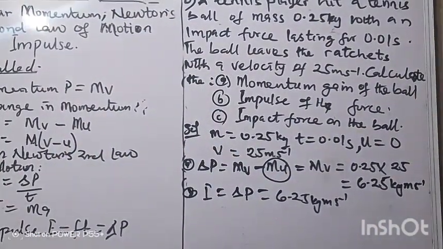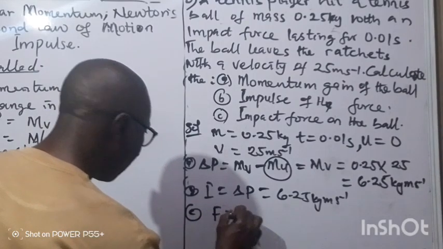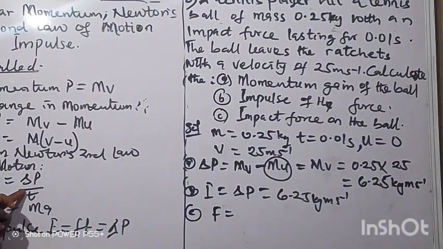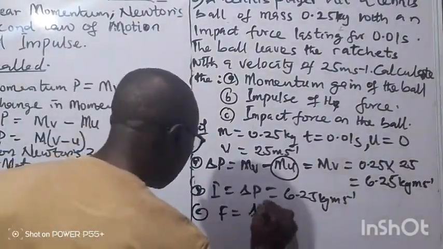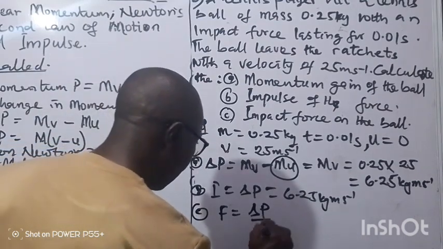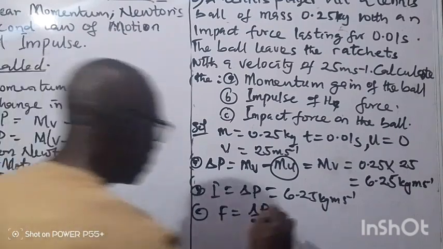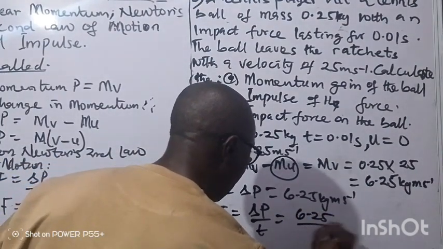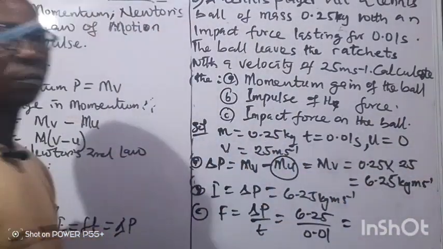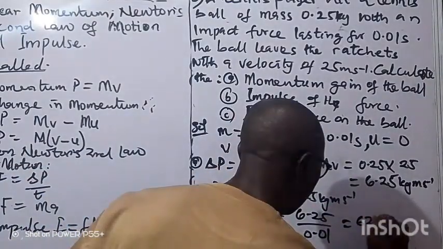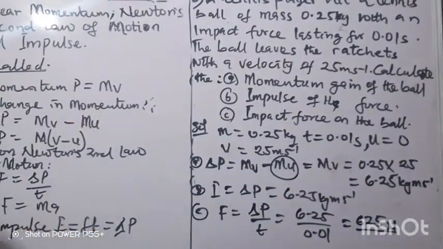Now question C. That will be the impact force. According to this formula, that will be delta P over t. So that will be delta P, which is change in momentum, gain in momentum, over time taken. From here, gain in momentum is 6.25, so it will be 6.25 over 0.01 second. So the final answer will be 625. This is force in Newtons. That's the final answer.